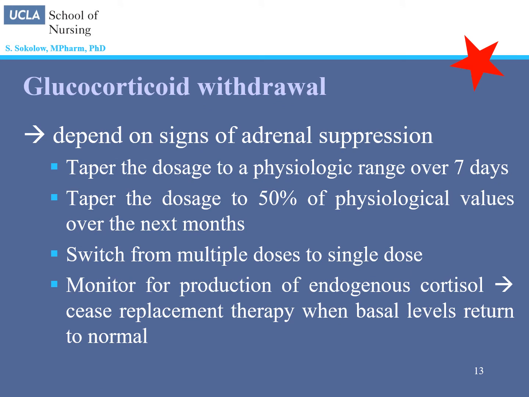Now for the withdrawal, this depends on the sign of the adrenal suppression, so you want to taper down over 7 days, and so you taper to 50% of the physiological value for the next months, and then you switch from multiple dose to single dose, and then you monitor for the production of the endogenous cortisol and cease the replacement when the level returns to normal.